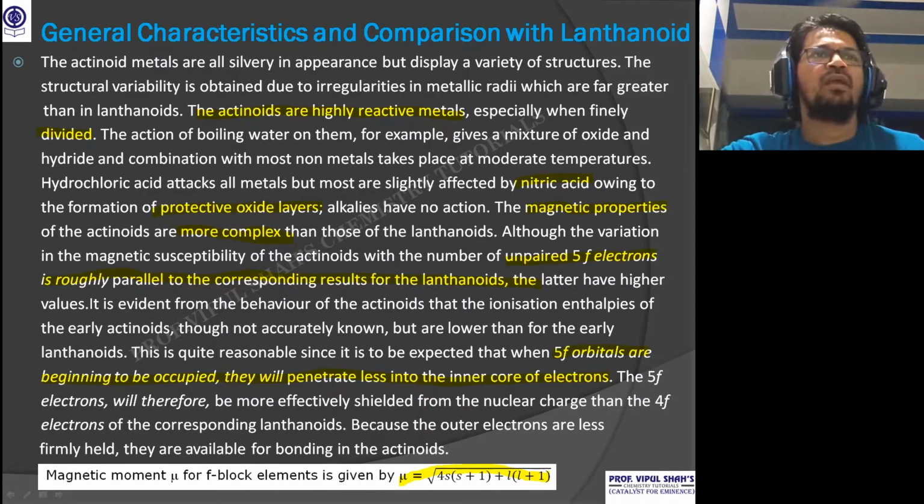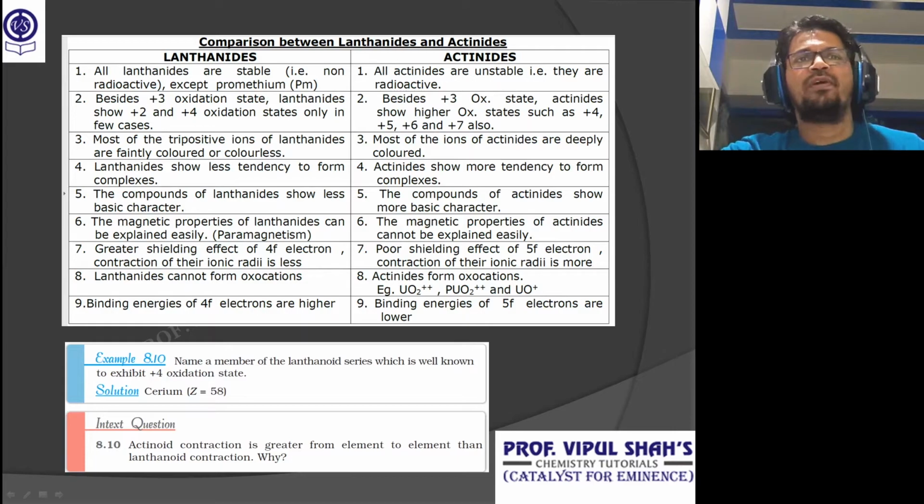Moving next, we now have a comparison between lanthanides and actinides. Just have a look at the slides. It says all lanthanides are stable except promethium. So promethium is the only radioactive lanthanoid we have.